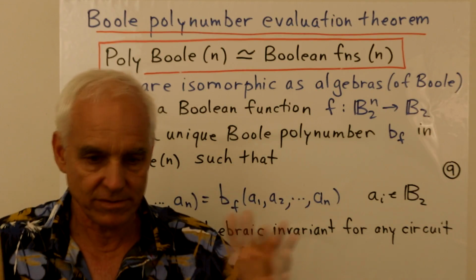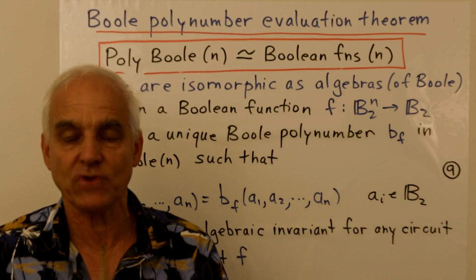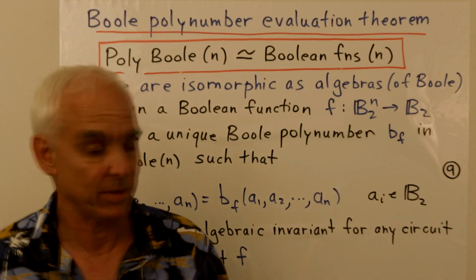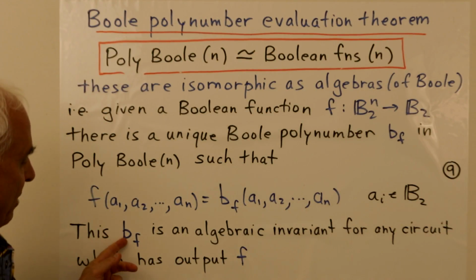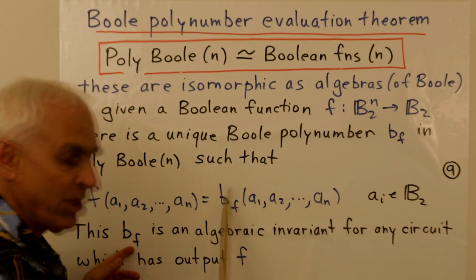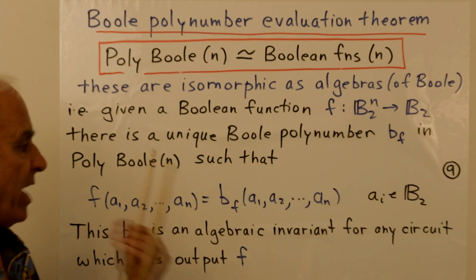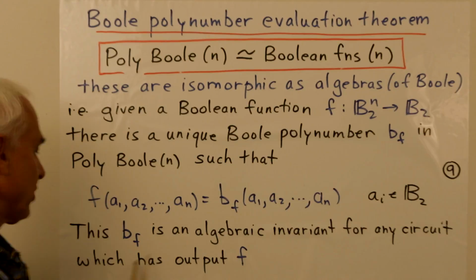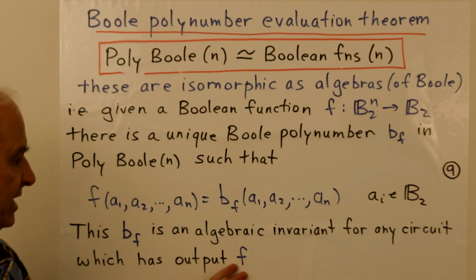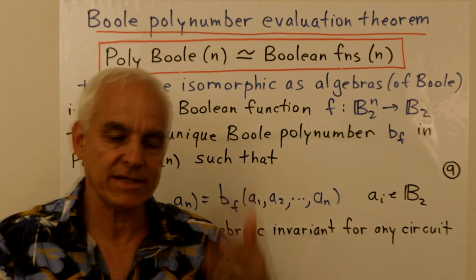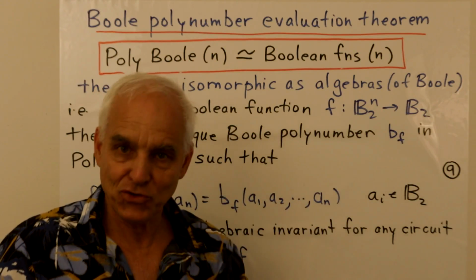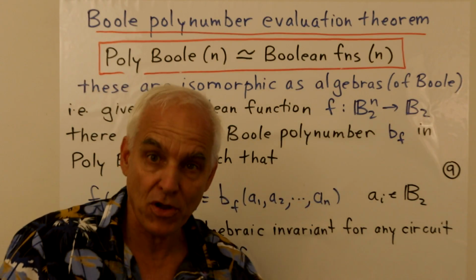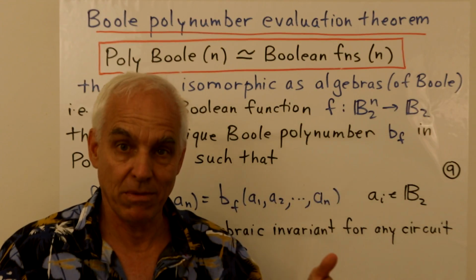Okay, and this matching is a complete matching. It's a beautiful matching that respects the linear structure and respects actually the multiplicative structure as well. And so it tells us that this b sub f, this polynumber, is then an algebraic invariant for any circuit which has output f. Because these Boolean functions arise as outputs of circuits. So we have some complicated circuit. We make a truth table for it. We look down the column of that truth table that we've made.